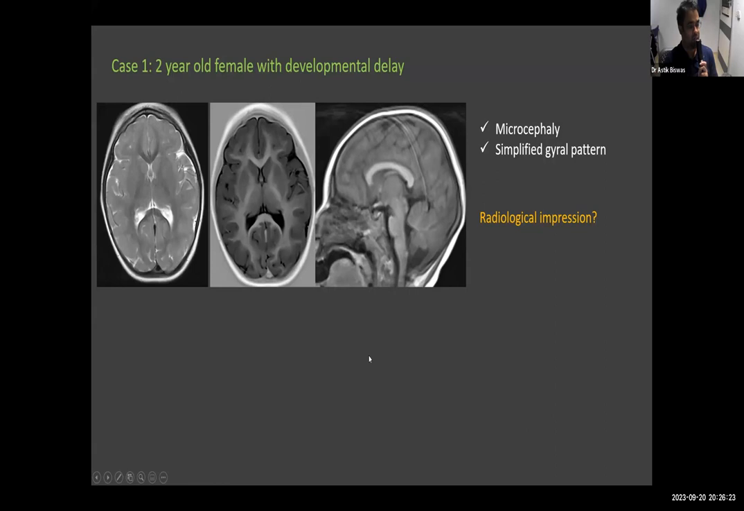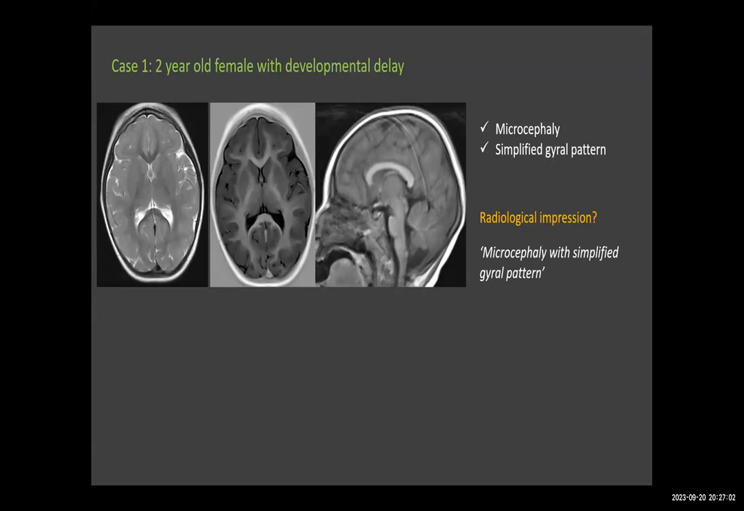And this can be a little tricky to see, especially in these cases, because they are so symmetric. But I think the idea is to always compare with normal aged children, and that gives you a better idea of what it is. In this case, the sulci are quite shallow, and it has a very simplified kind of pattern. So what's the radiological impression? I think on imaging, all we can say is there is microcephaly and a simplified gyral pattern. It is very non-specific, and the history is important.